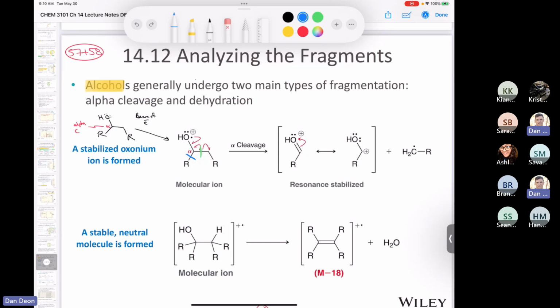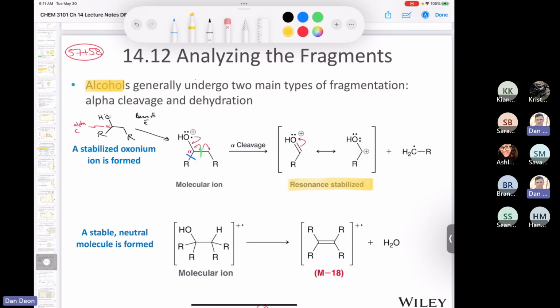It's because when it happens after the alpha cleavage, you end up with a cation that's resonance stabilized. You don't have to draw it. I'm not going to ask you to draw it on a quiz or anything like that, but that's why alpha cleavage occurs. The second thing is usually easier for students to remember.